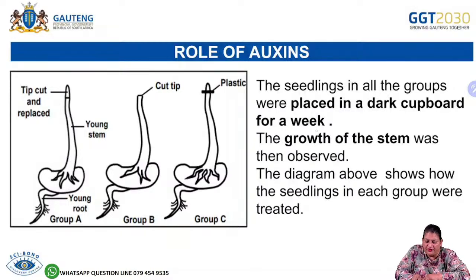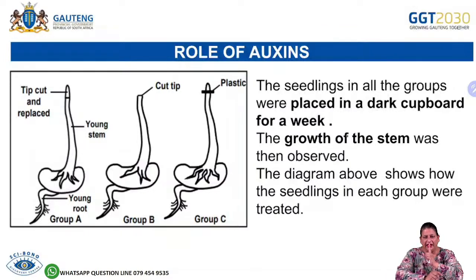The growth of the stem was then observed. Why? What factor are we actually concentrating on? We want to find out the effect of auxins on the growth of the stem, not the effect of light on the growth of the stem, or the effect of gravity. What are we looking for? The effect of auxins, because that's how the three groups were treated. Right, now we want to look at the growth of the stems.